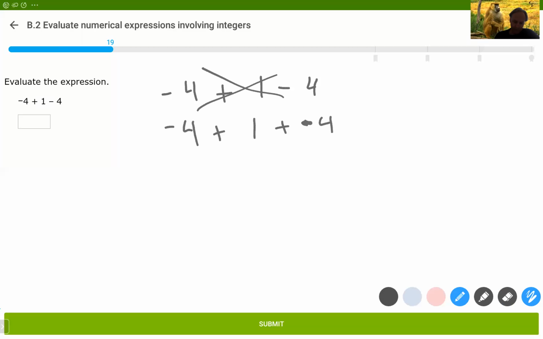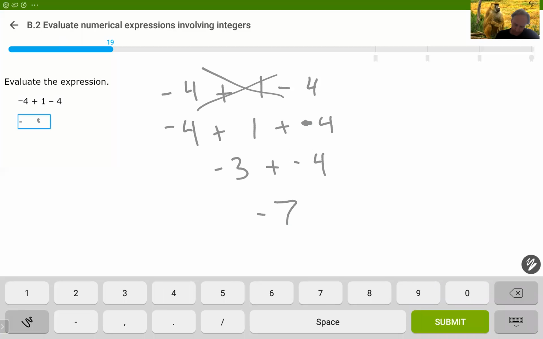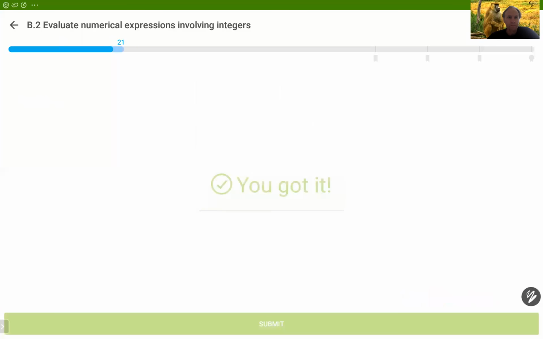So this is going to be -3 plus -4, which of course is -7. Be careful, I'm adding two negatives together, which means that debt accumulates. If you owe 3 and you owe 4 more, you end up owing 7. There we go.